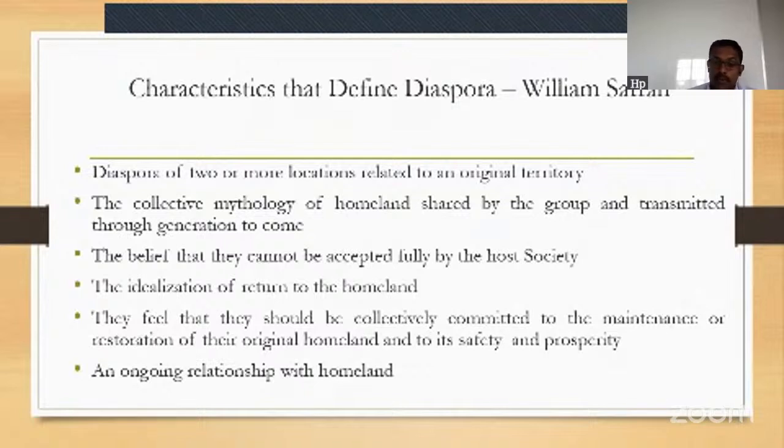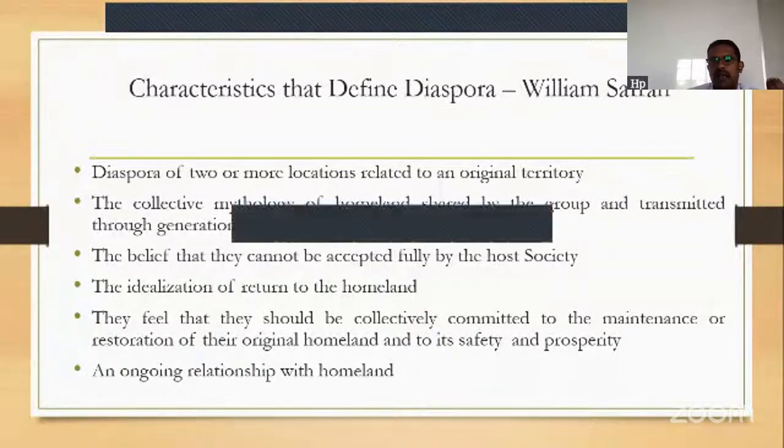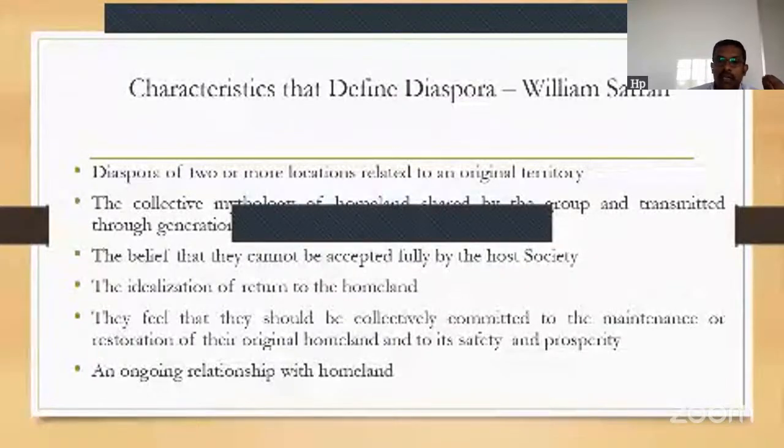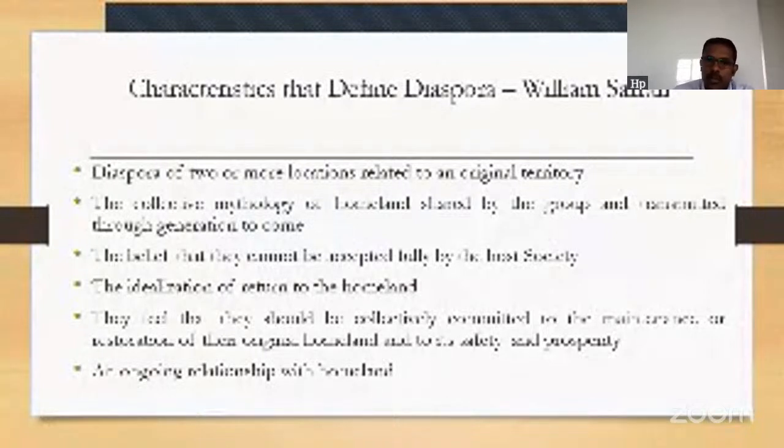When you say homeland, it's with family, with the society, and they live with the community and all those things. So when you look at these characteristics one by one, they are from the original territory, probably some parts of that particular country. We take the example of India, which is a huge space. So we come from various parts and we are located in various places, but we form a diaspora community there. So the collective mythology of the homeland is shared by the group and transmitted through generations to come.